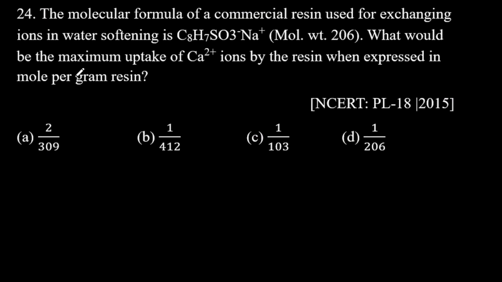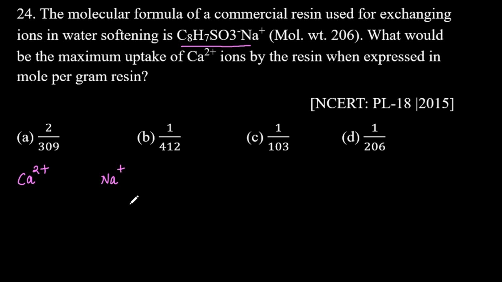The next question is, the molecular formula of a commercial resin used for exchanging ions in water softening is given. What would be the maximum uptake of Ca2+ ions by the resin when expressed in mole per gram resin? So in the water softening process using a sodium cation exchange resin, which is given in the question, it involves the exchange of divalent Ca2+ cation by the monovalent Na+ cation.